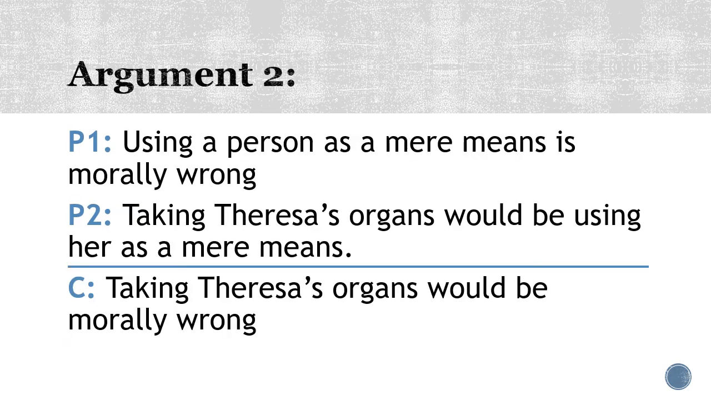While you're thinking about that, let's take a look at another argument. In this argument, the first premise is as follows. Using a person as a mere means is morally wrong. That's our general principle there. The specific statement says taking Theresa's organs would be using her as a mere means. And so these two claims lead to the conclusion that taking Theresa's organs would be morally wrong. So again, look at this argument and evaluate its validity first, then think about its soundness.